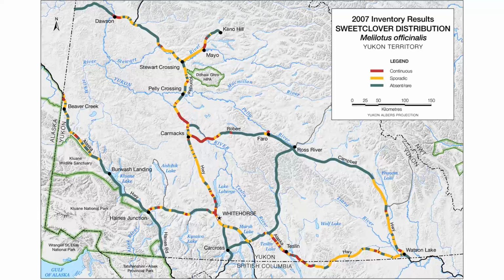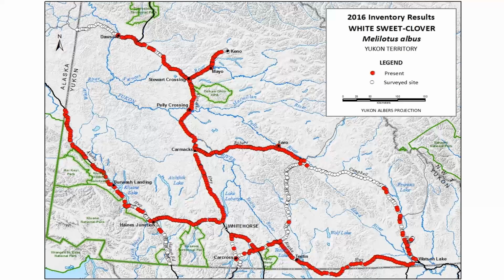10 years later, in 2017, we repeated the roadside survey, focusing specifically on sweet clover. And at that time, the NWT did a similar roadside survey, and we both used the same practice to gather the information, so the data is comparable across Yukon and NWT, and it was happening in the same year. And this is what we discovered.